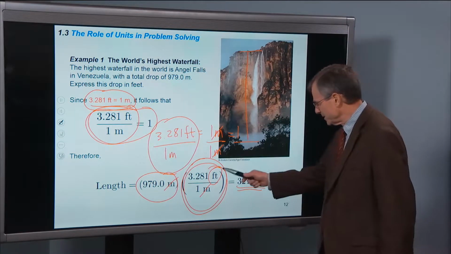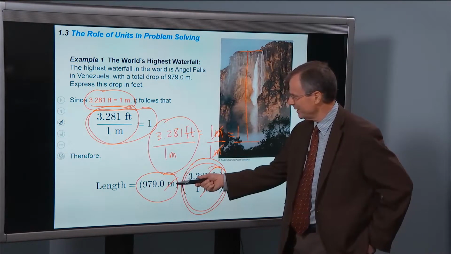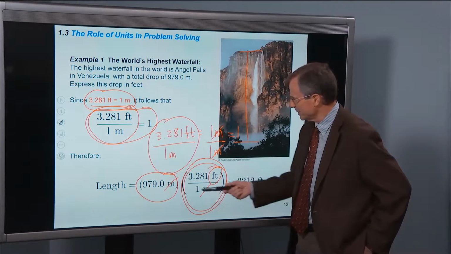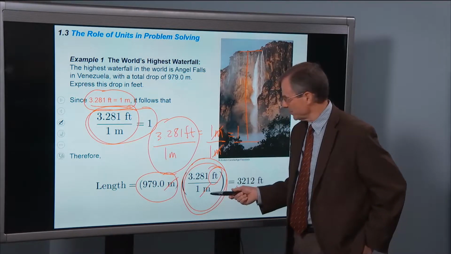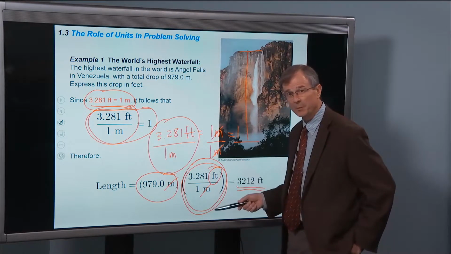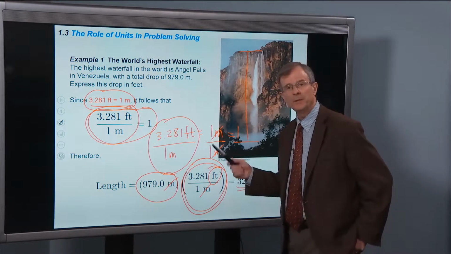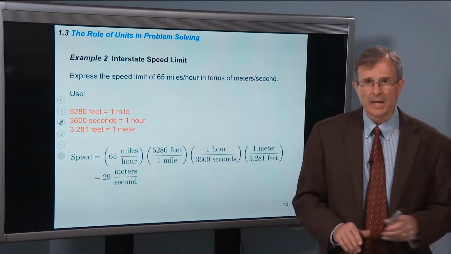Reason you put the units in this conversion factor, if I had started off with feet and I want to convert to meters, then these units wouldn't have canceled out, and I would have had to multiply by, instead of 3.281 feet over 1 meter, 1 meter over 3.281 feet in order to get the units to cancel out.